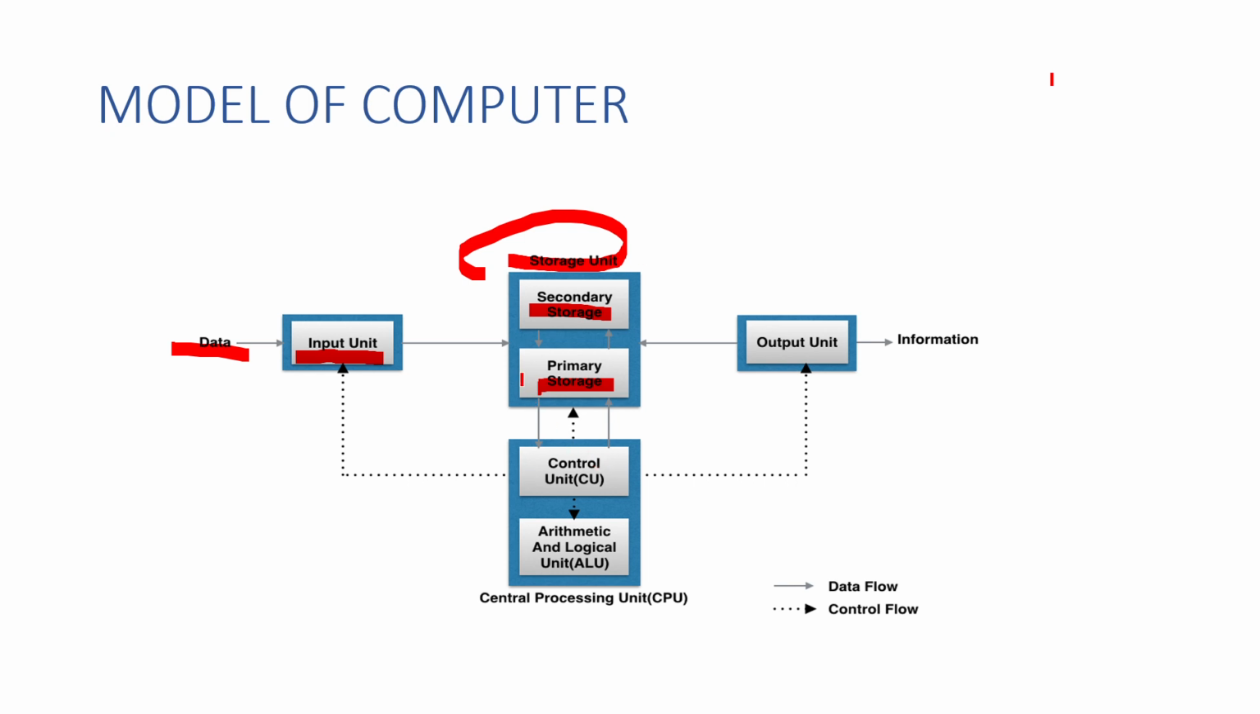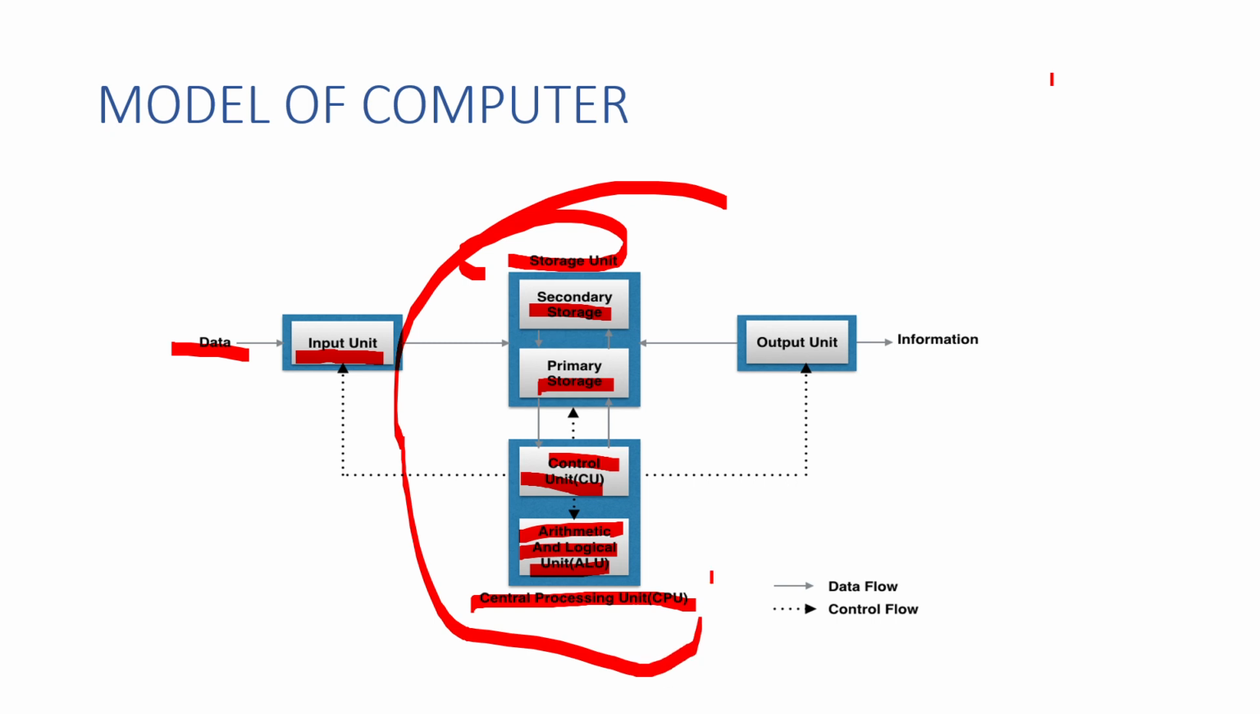Now, the control unit, that is CU, and the arithmetic and logical unit, these both combined make the central processing unit. So the central processing unit, that is CPU, consists of two parts, that is CU and ALU. After processing the data in the CPU, the result is shown on the output unit as information.